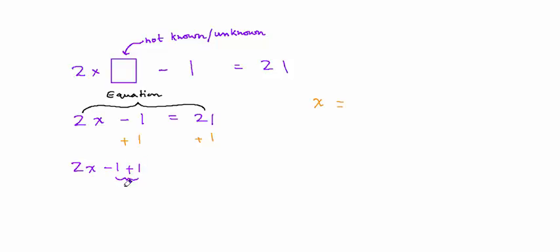These two combine to give you a 0. So effectively, we have a 2x plus 0, which is equal to 2x. Is equal to 21 plus 1, which is 22. So we are getting there. Now we have 2x. And then what's 2x?